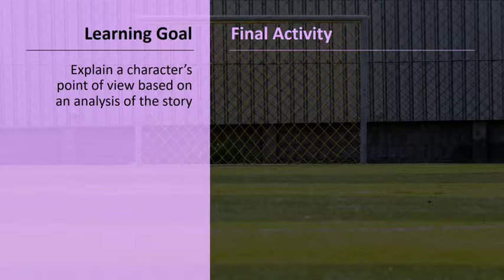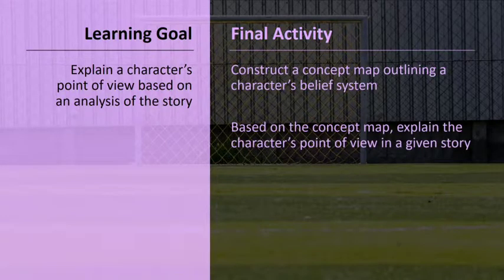But an appropriately designed concept mapping activity could help students acquire the understandings they need to explain a character's point of view and provide evidence of how students are making sense of the story. But the concept map alone would still fall short by not asking students to explain the character's point of view. Combining the two activities provides the best alignment with the learning goal.